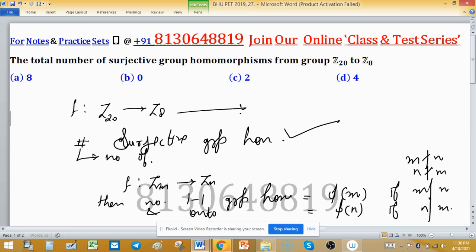So we are seeking surjective group homomorphisms. It means that it should be one-one and onto. It means that there is no onto group homomorphism because 8 doesn't divide 20. So there is no onto group homomorphism. It means no surjective group homomorphism. So the answer is mathematically option B.